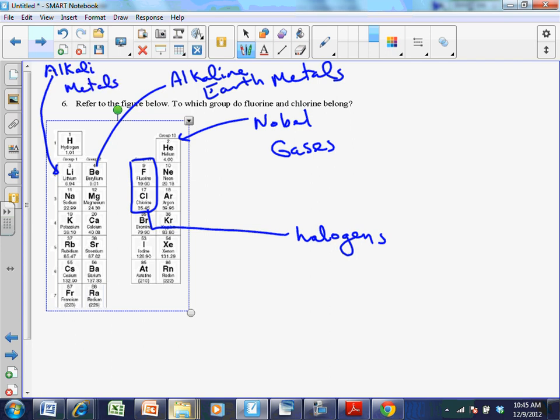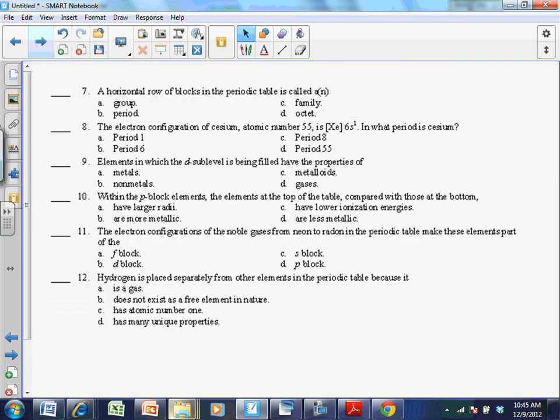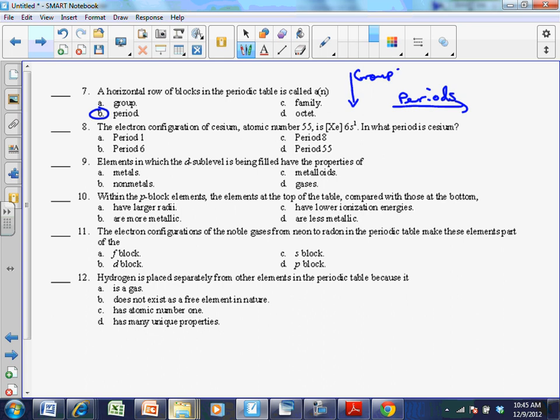Next question. Horizontal row is called a period. So remember, periods are this way, and groups are this way. The electron configuration of cesium is xenon 6s1. What period is cesium in? If you look at the periodic table, you'll see it's in the 6th row, so it's in period 6.